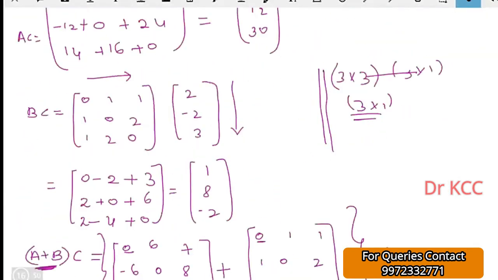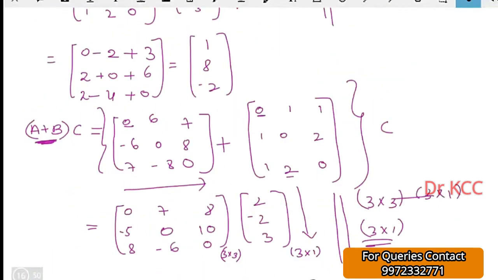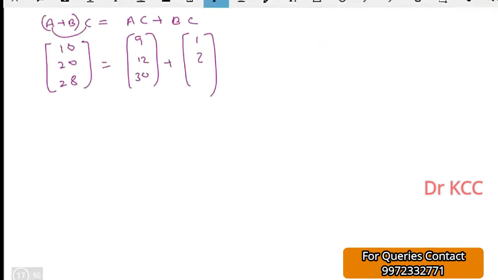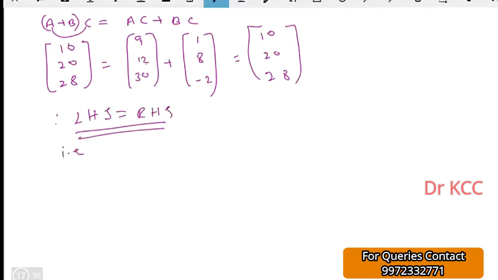Then what is your BC? BC is 1, 8, minus 2. So 1, 8, minus 2. Now find out this. 9 plus 1, 10. 12 plus 8, 20. 30 minus 2 is 28. Therefore we can write LHS equal to RHS. That is nothing but A plus B of C is equal to AC plus BC.